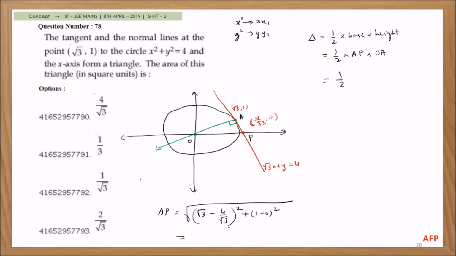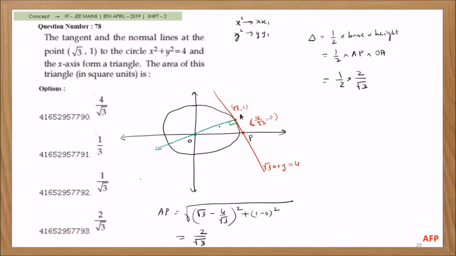So if you simplify, what are you getting? You will get 1 divided by 3, and 1 divided by 3 plus 1 gives 4 divided by 3. So 2 divided by root 3 you got. Okay, so the AP distance you got is 2 divided by root 3.